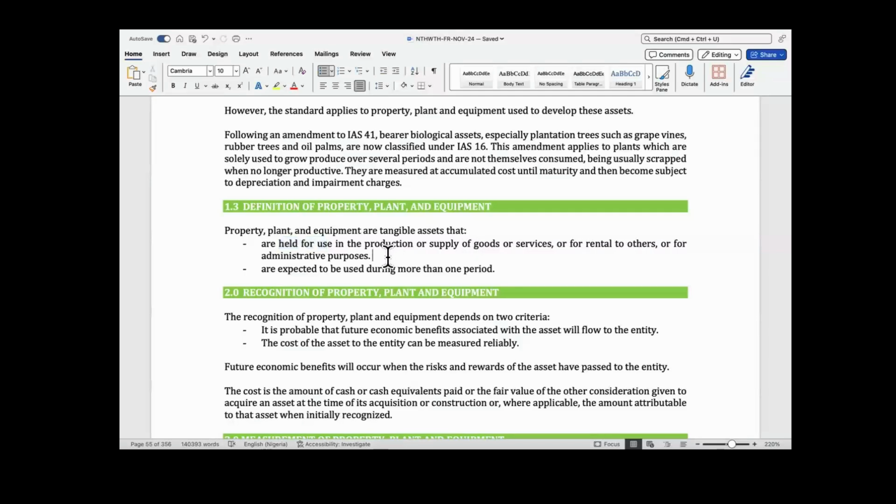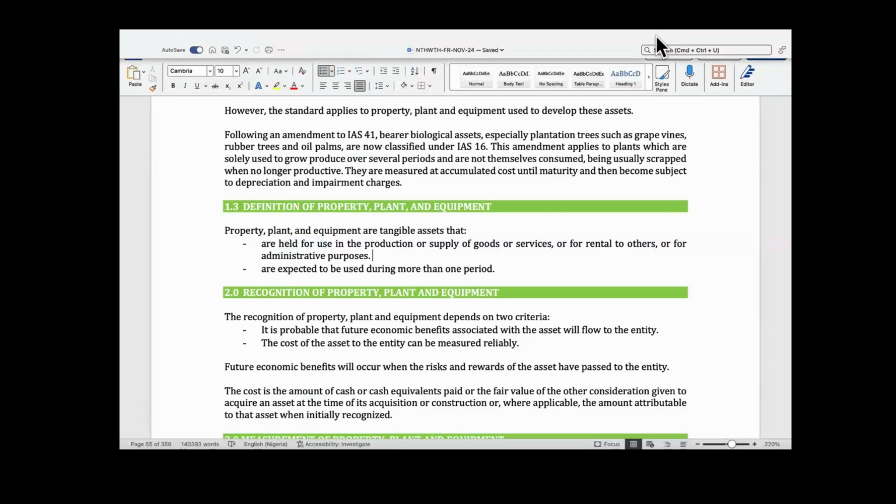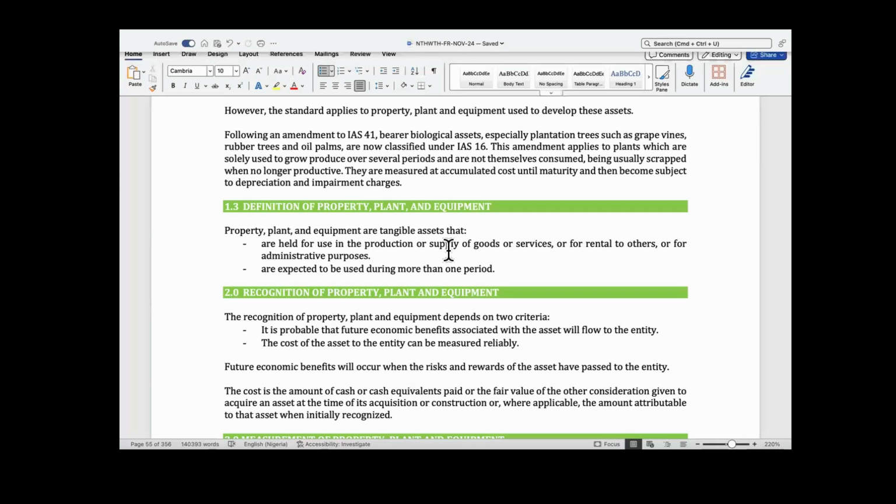So we're saying here that for an item to be PPE, it must have three usages. Number one, that item is used for production or supply of goods or services, or that item is used for rentals to others, or that item is used for administrative purposes.